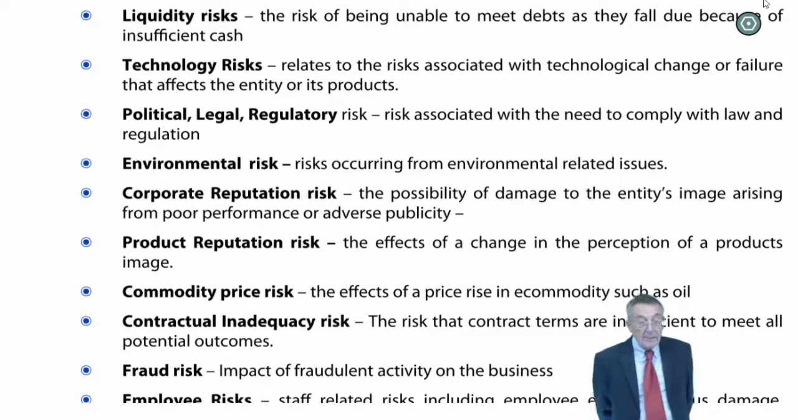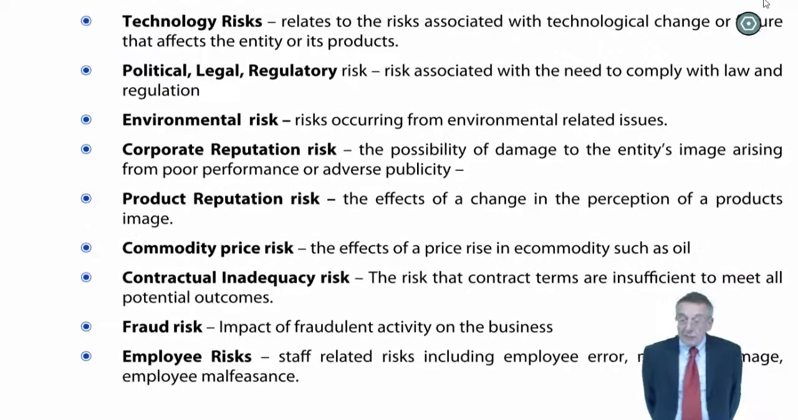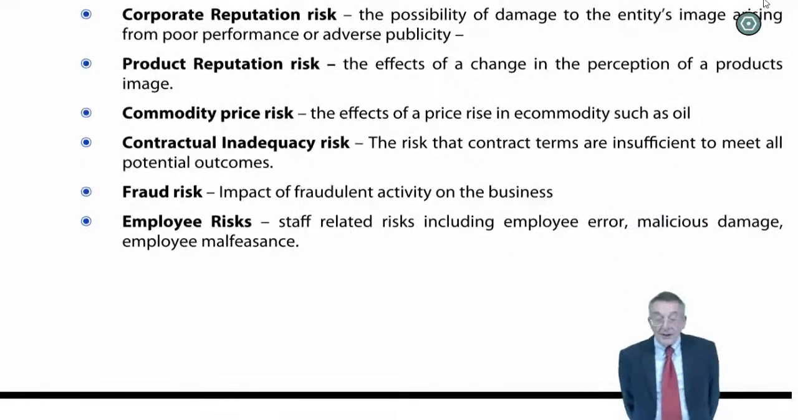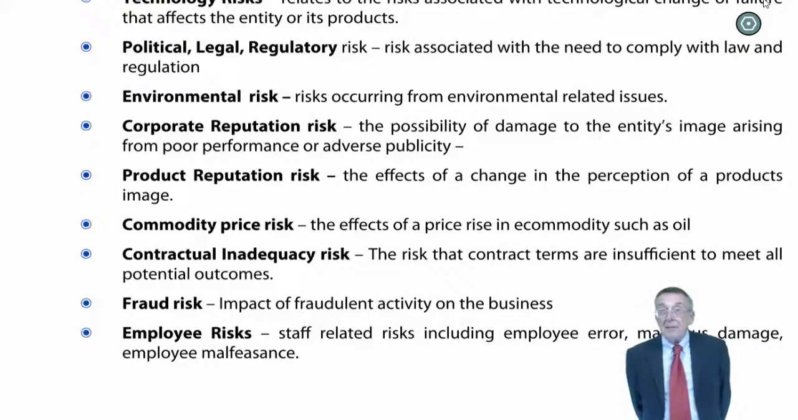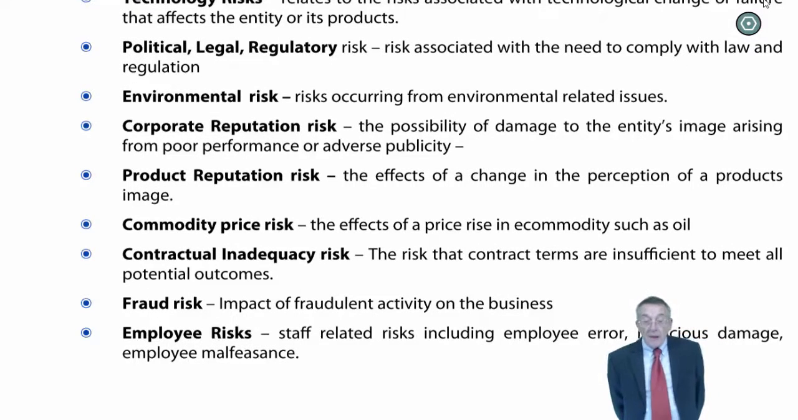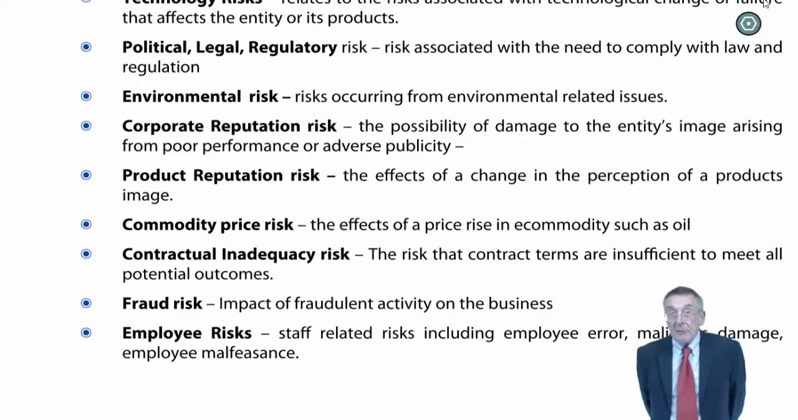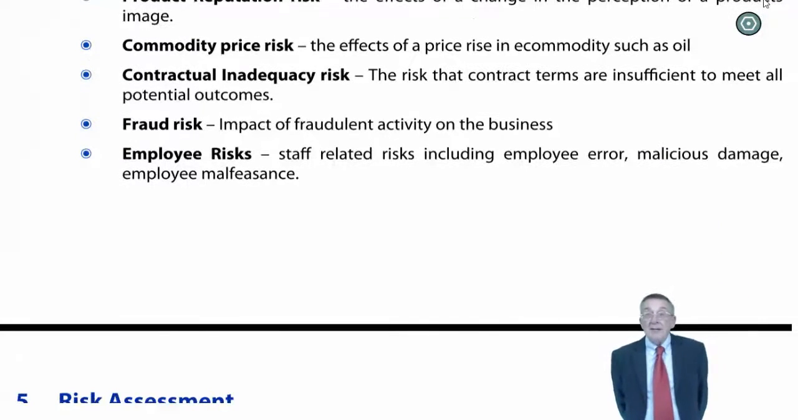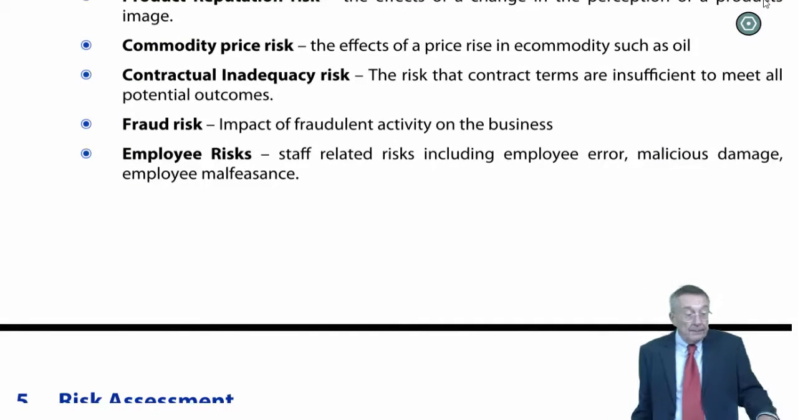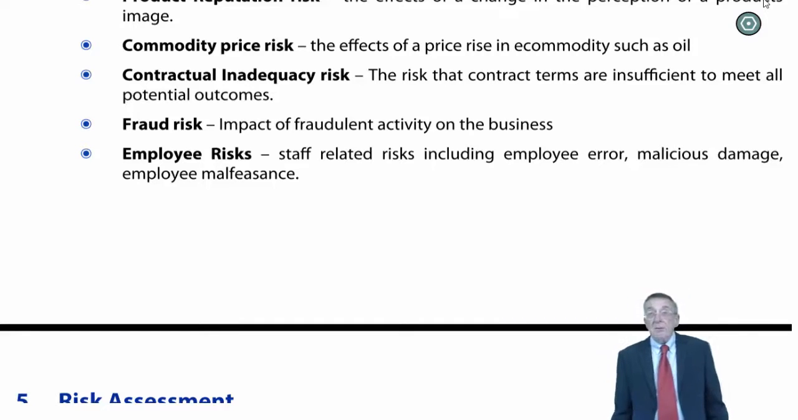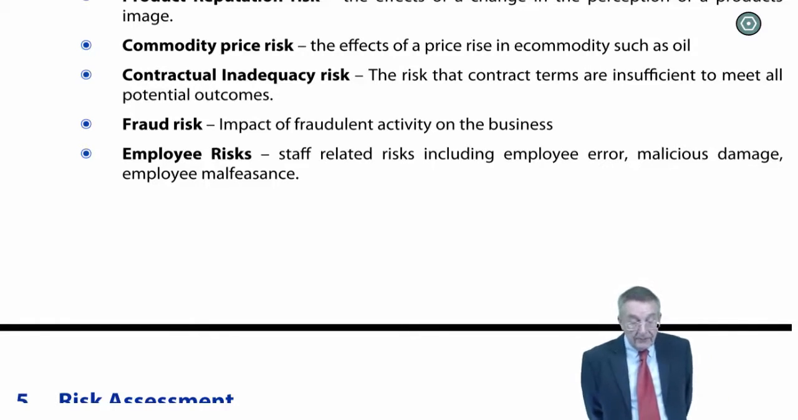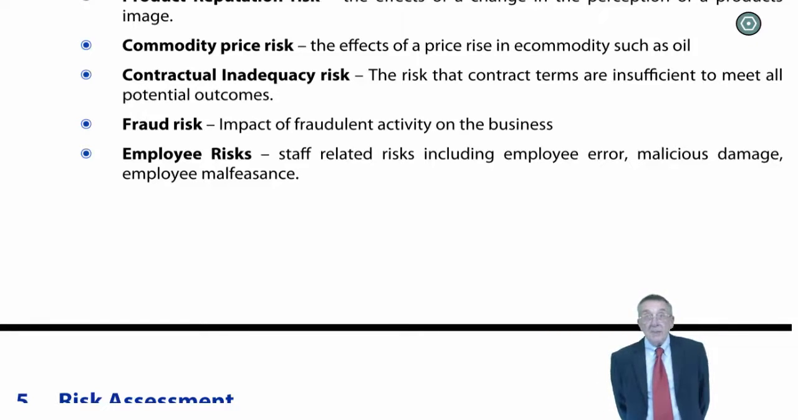Again, it depends very much on the type of operation we run, but regulations might change. Environmental risk. Reputational risk. Not something that's going to be easy to measure, obviously, but areas of risk. Something damaging our reputation, the same damaging product reputation. Commodity price risk. Prices, clearly, of whatever resources we buy, there's a risk that prices may increase. Contractual inadequacy risk. We've got contracts, but the terms might not meet all potential outcomes.